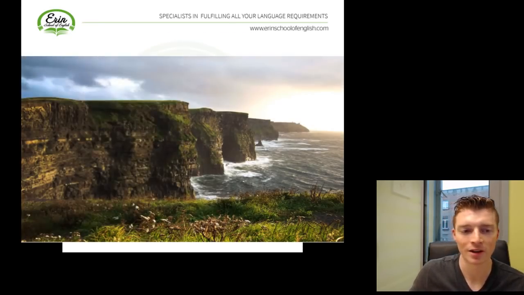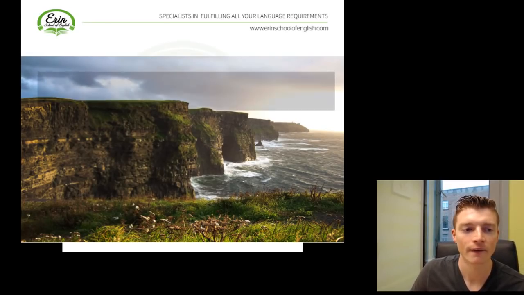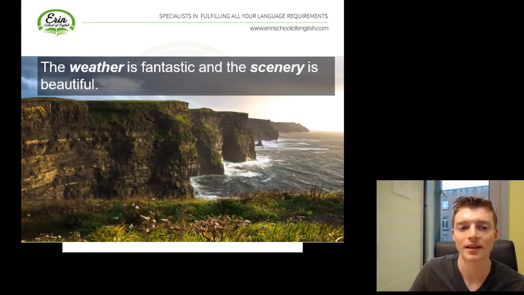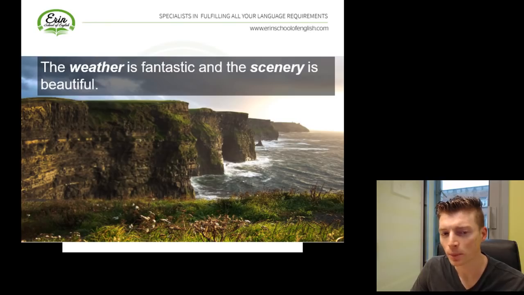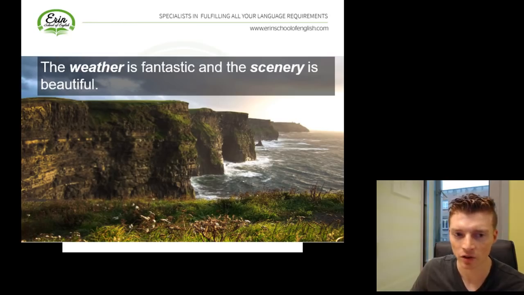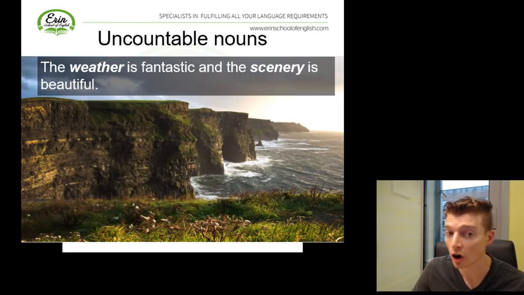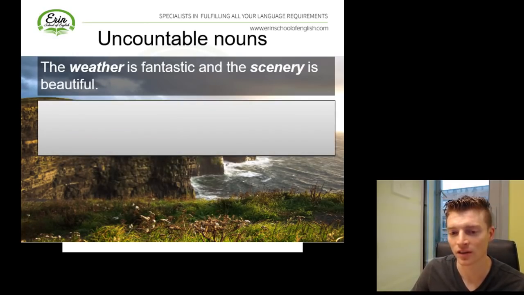Okay, what do you guys see here? The weather is fantastic and the scenery is beautiful. Now the nouns in this sentence, weather and scenery, these nouns, they're not countable, are they? We can't say our weather is fantastic or the sceneries is beautiful. It's not grammatically correct. And the reason is because these nouns are uncountable. And uncountable nouns, they have some specific rules we must follow.